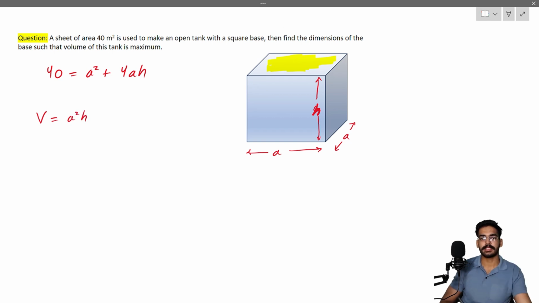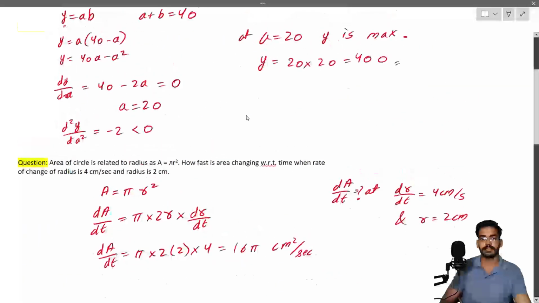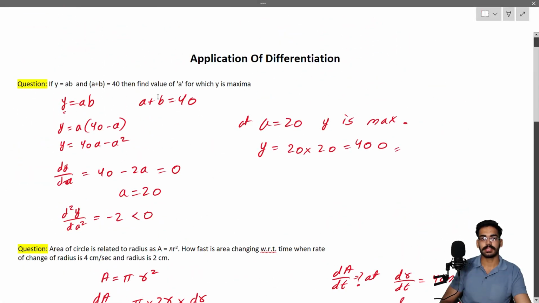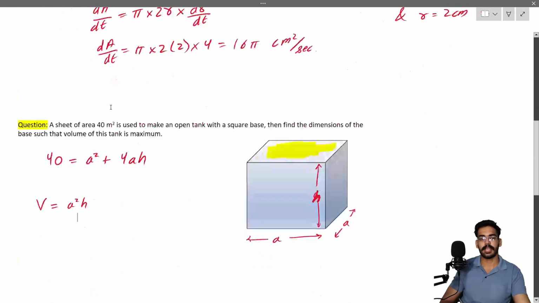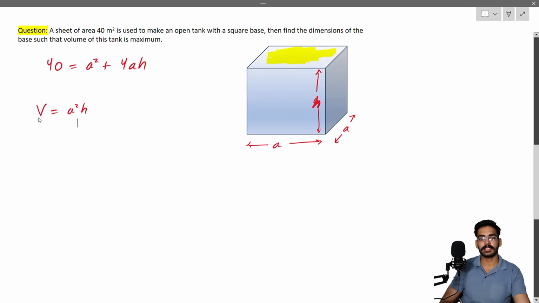Now as in the previous question, there I wanted to maximize y, and A and B were two variables. Similarly here I want to maximize V, but we have A and h, two variables. So I will eliminate one variable. From the first equation, I will calculate the value of h and substitute in this equation, so h will be eliminated and the whole volume will come in terms of A.